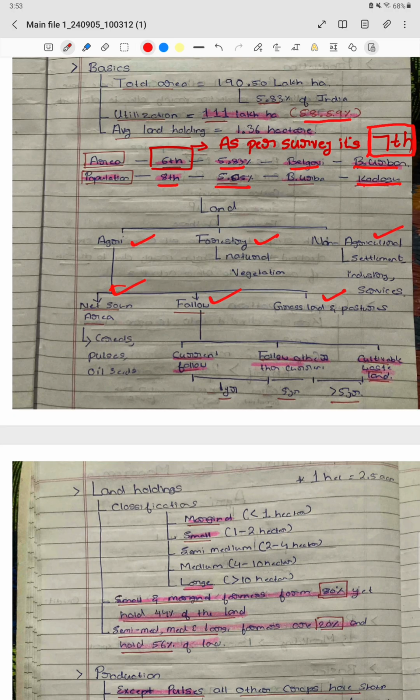Fallow land can be classified into three types based on how many years we have left it free without any cultivation. If we have left the land without cultivating for 1 year, it is called current fallow. If we have left the land for 1 to 5 years, it is called fallow other than current. And if we have left the land without cultivation for more than 5 years, it is cultivable wasteland.